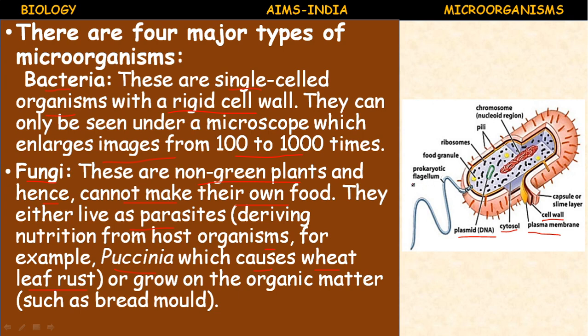It possesses some locomotory organelles like flagellum, with the help of which it can move. It also possesses a chromosome. It possesses ribosomes for the synthesis of proteins. It possesses some food granules inside. The capsule or slime layer is present over the cell wall.